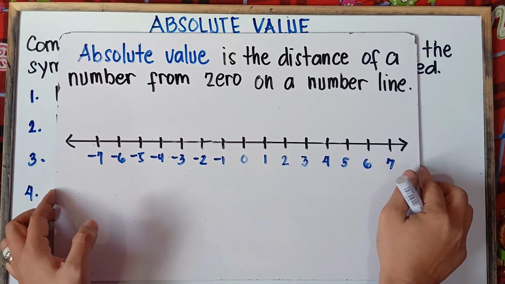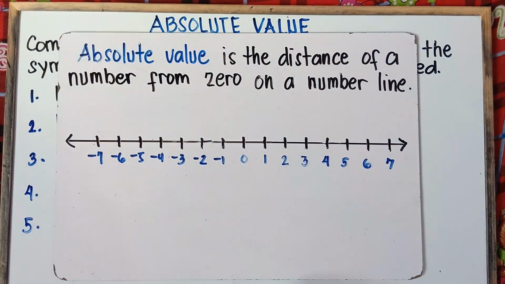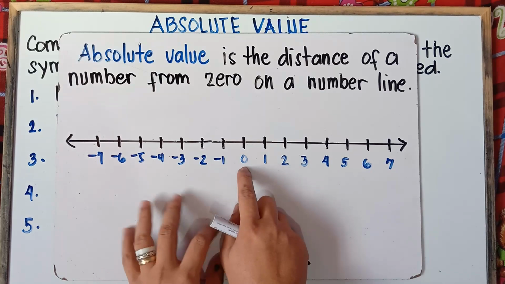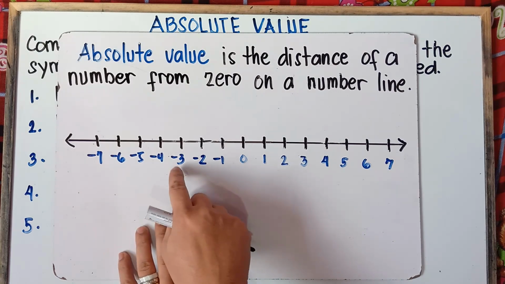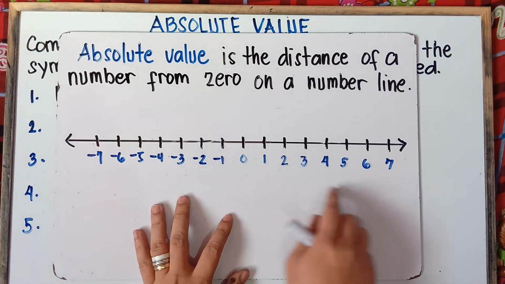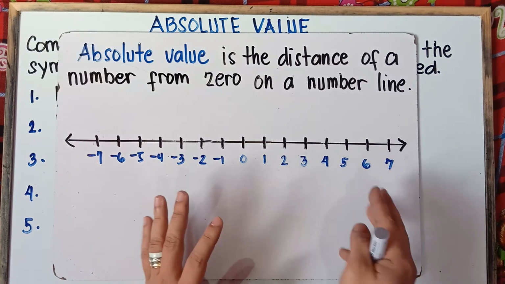Absolute value is the distance of a number from 0 on a number line. So this will be our number line. The center part is 0. To the left of 0, those are negative numbers. We have negative 1, negative 2, negative 3, and so on. To the right of 0, those are positive numbers. We have positive 1, positive 2, positive 3, and so on.